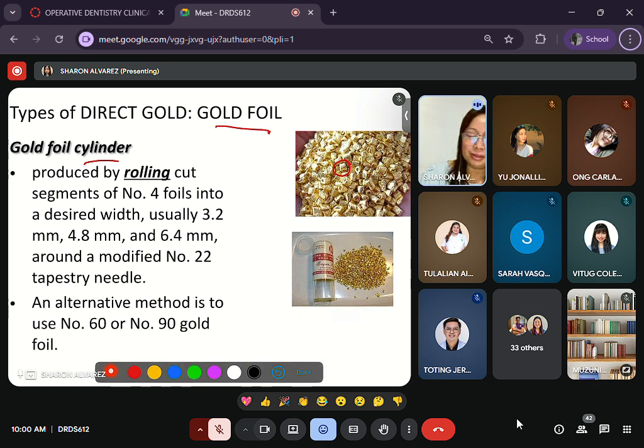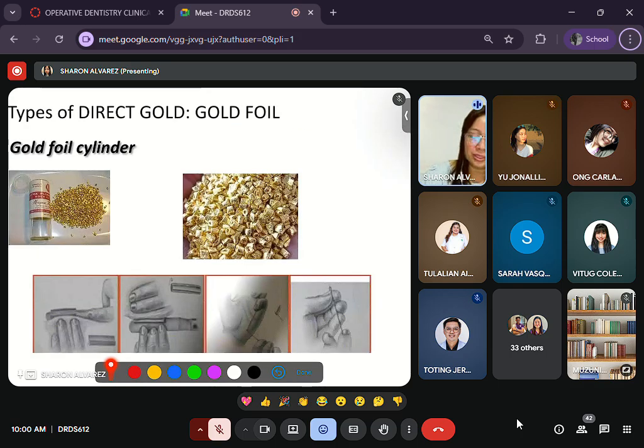condensation. Okay? So gold foil can be prepared into a gold foil cylinder by just rolling it using a tapestry needle. Okay, so this is how it's done. You see that? Using the tapestry needle, the gold foil is being rolled to become cylindrical in shape, and then they're going to cut the cylinders into tiny bits. This is the one that's ready for compaction into the prepared cavity. So basically, it's only gold foil, just that it's being rolled to become a cylinder.